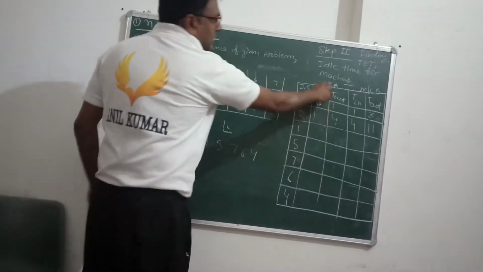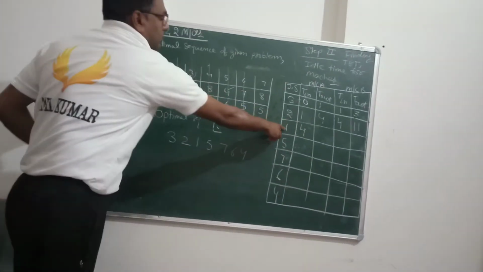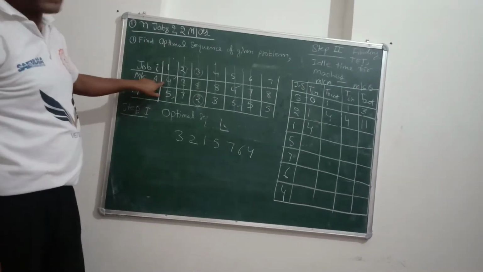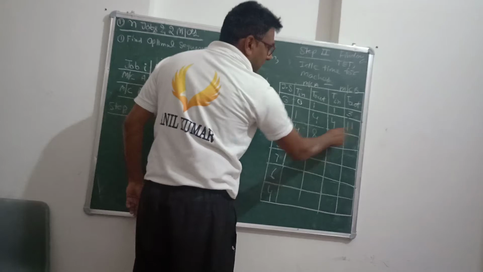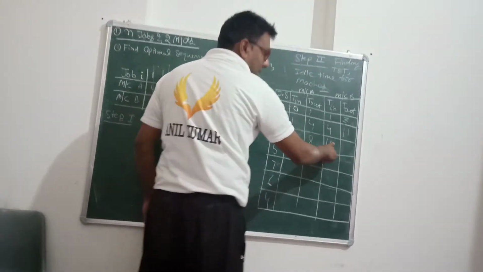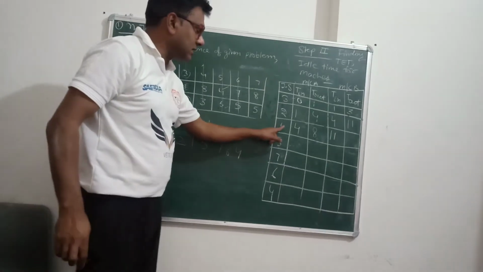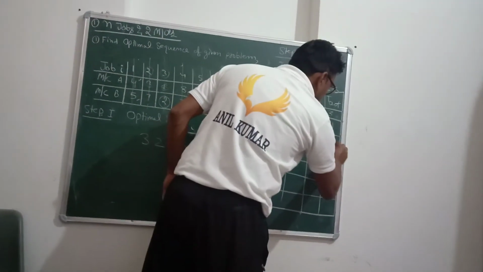Now machine A is free after 4 minutes, so the enter time is 4 minutes, and for job number 1 the processing time is 4 minutes, so the total out time is 8 minutes. Now 11 is greater than 8, so machine B will start at 11 minutes, and the processing time for machine B is 5 minutes, so the total out time is 16 minutes.